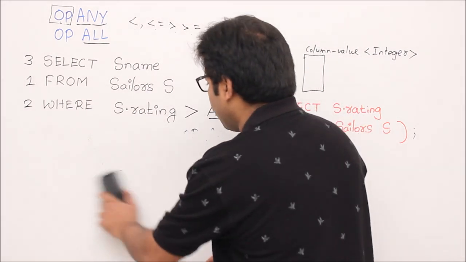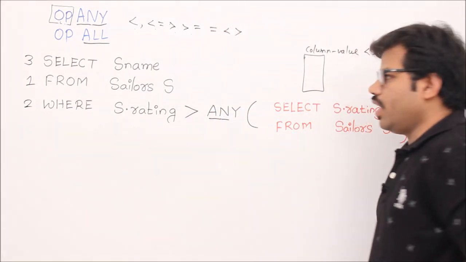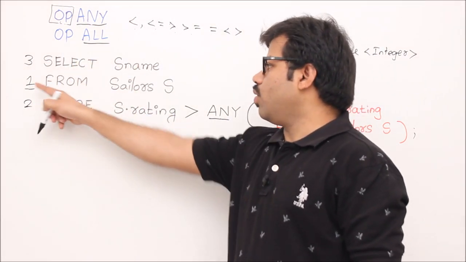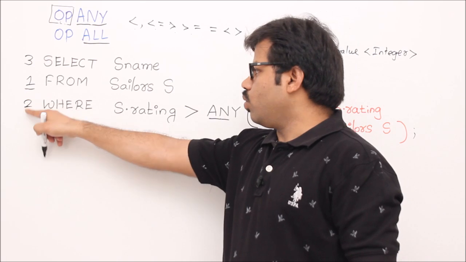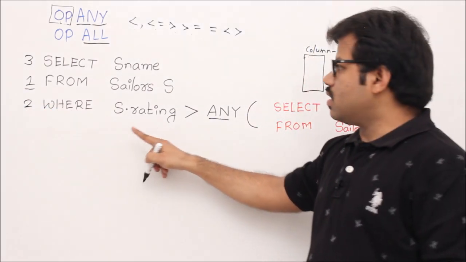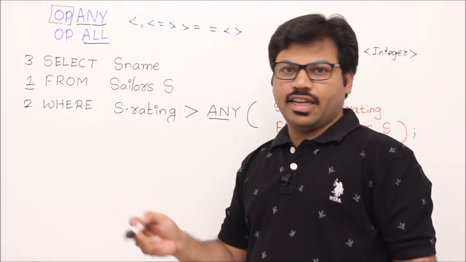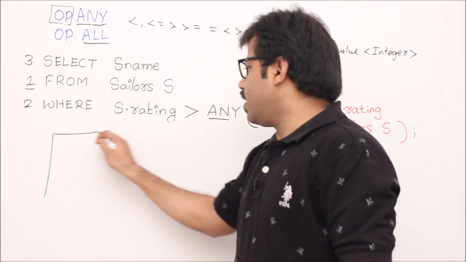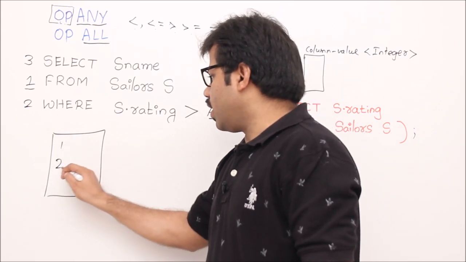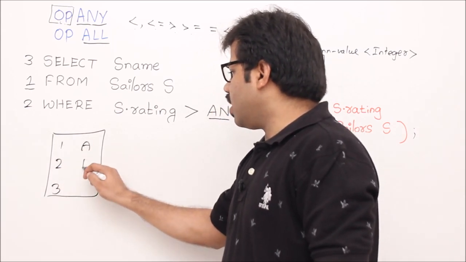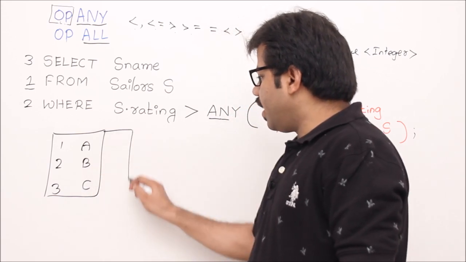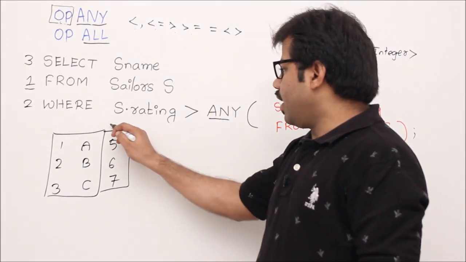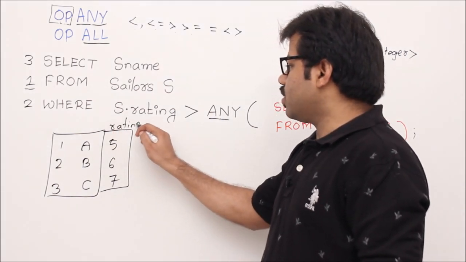Now we'll see how this query will be evaluated. Very simple. First, start with the outer query. This is the outer query. Step number 1, take the table. Step number 2, apply the where condition. Step number 3, print the corresponding sailor name whenever this where condition evaluates to true. For example, let's take 3 tuples, sailors 1, 2, 3. Their names are A, B, C. Their ratings are, let's say, 5, 6, 7. So this is the rating field, which is important for us.